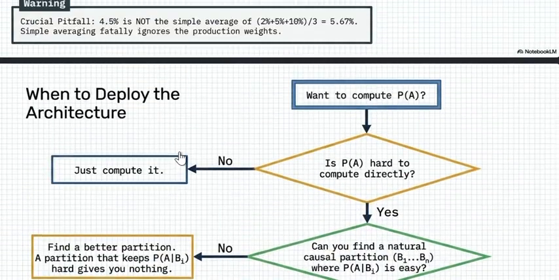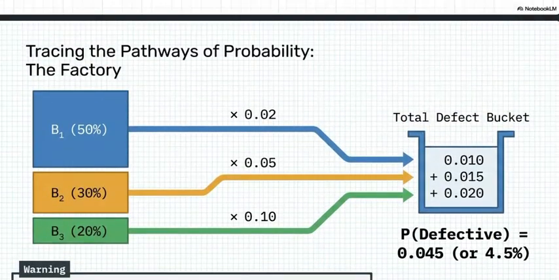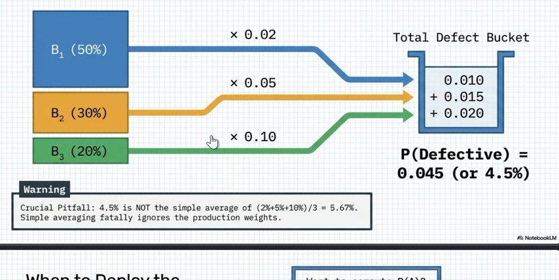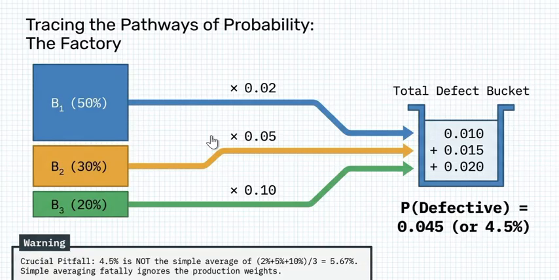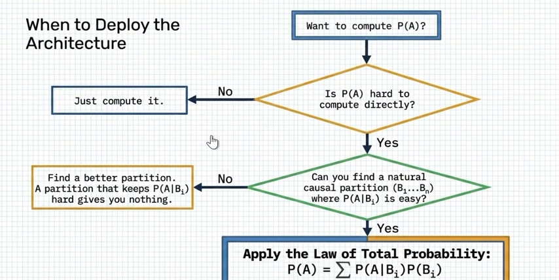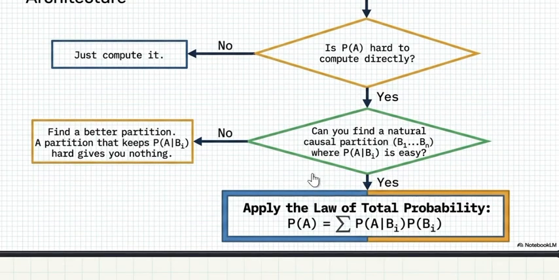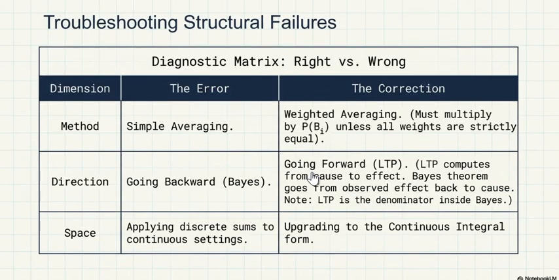Now moving on. This is just an example to show the law of total probability and when to deploy it. When you want to find the probability of A and it is hard to compute, just break it into partitions, and these partitions should follow the three rules that I already told you.